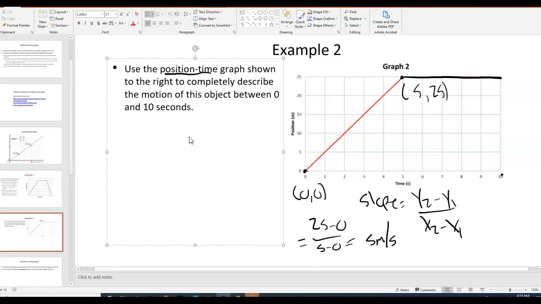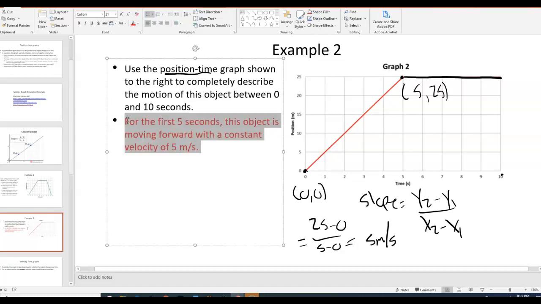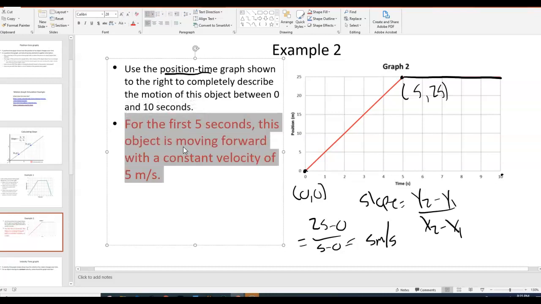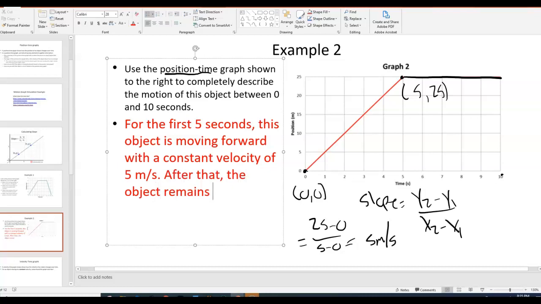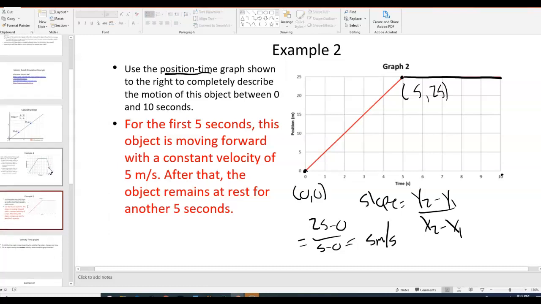Okay, and so what I would say in response to this question is, for the first 5 seconds, this object is moving forward with a constant velocity of 5 meters per second. Now, how do I know it's moving forwards? Well, because it has a positive velocity. Okay, it has a positive slope. After that, the object remains at rest for another 5 seconds. Okay, so that's how you would completely describe the motion of this object between 0 seconds and 10 seconds. Okay, so pause it there if you need to look at that some more.